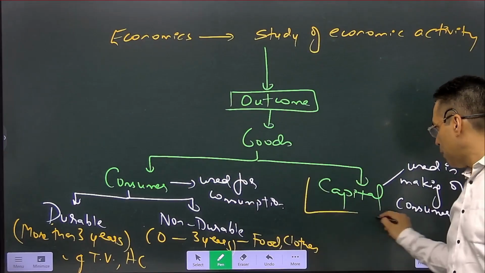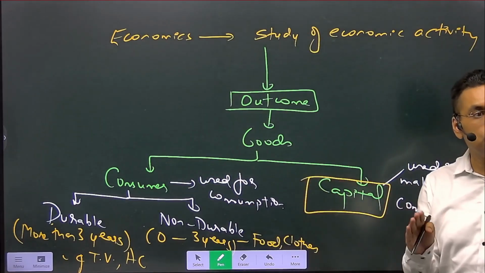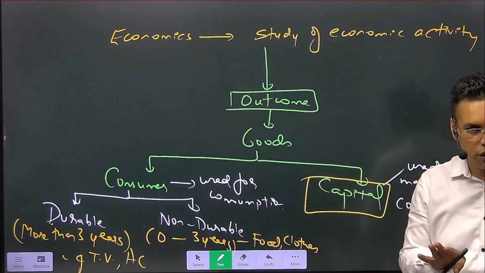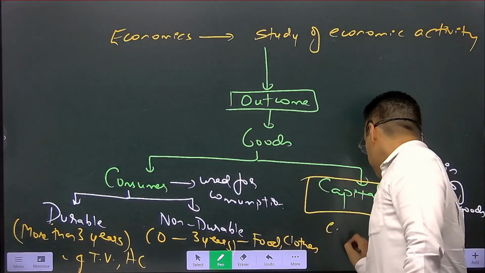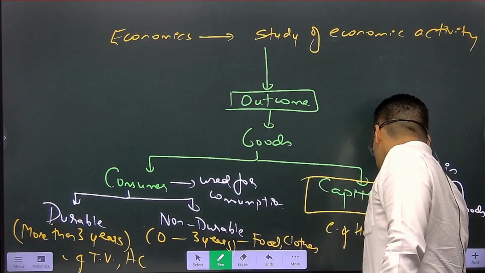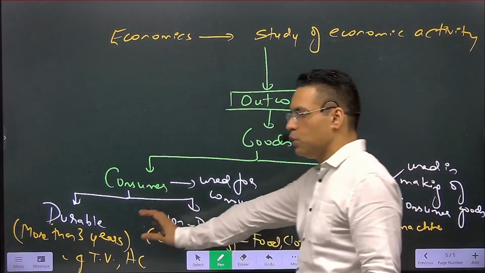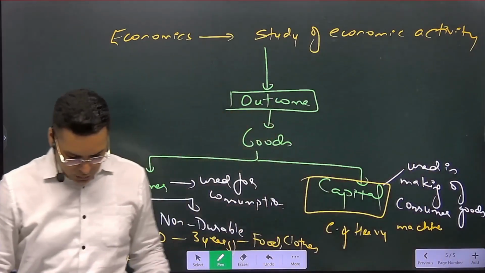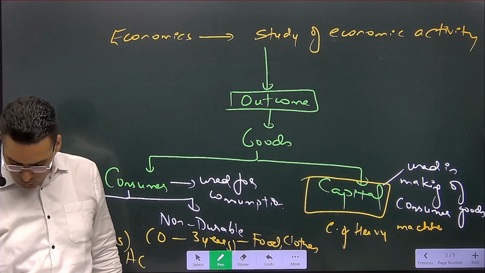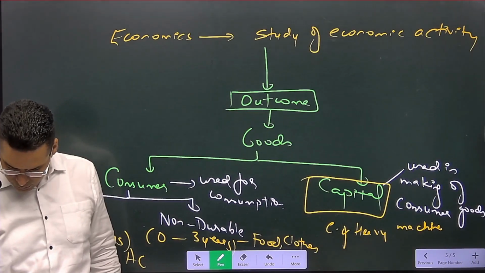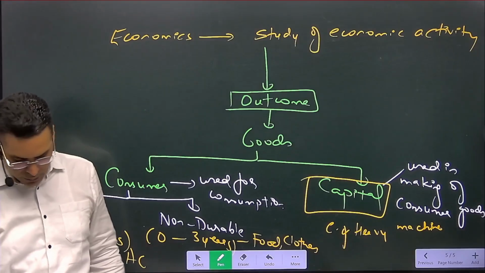Now, what are capital goods? Capital goods are goods which are used in making consumer goods. So for example, you have heavy machinery. एक heavy machine है. That machine is used in making the consumer good. Right? One line definition in this.